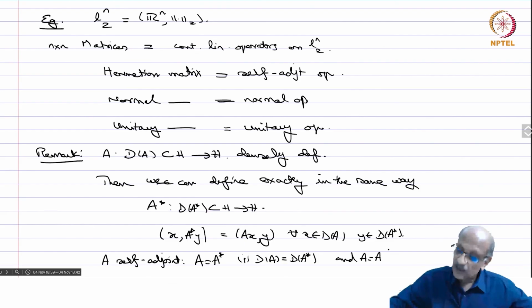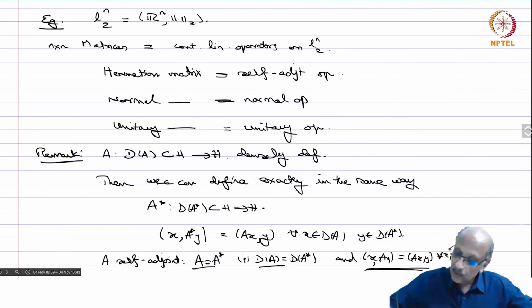That means Ax, y equals x, Ay for all x, y in domain of A. So it is what is called a symmetric operator. So symmetric and the domain coincides, then you say that it is a self-adjoint operator. So when you check self-adjoint for unbounded operators, you have to be a little careful. Just checking the symmetry relationship is not enough. We have to also check that the domain of A is the same as the domain of A star.